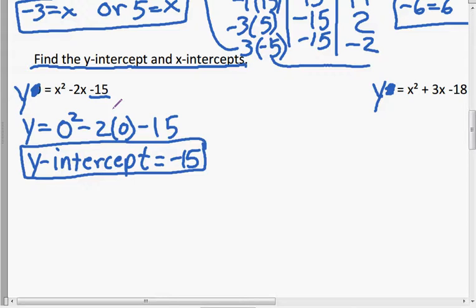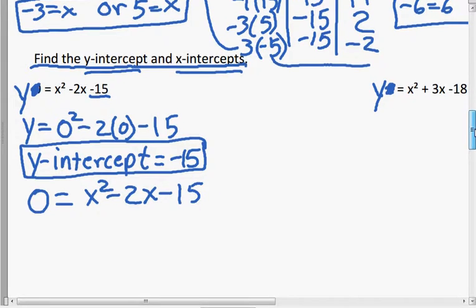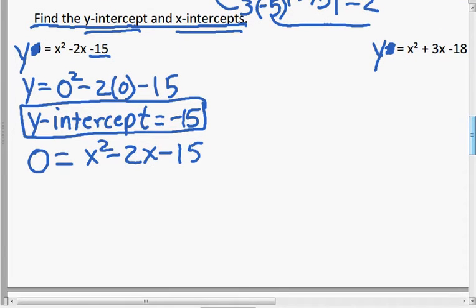Okay. Secondly, for the x-intercepts. For the x-intercepts, I really just solve the equation, but I need to have it in factored form. So first of all, for the y-intercept, x was 0. For the x-intercept, y is 0. So I'm going to say 0 equals x squared minus 2x minus 15. And at this point, it's really the same as the problem we just did. You'll notice the same equation. I go through the same steps. I have to factor it.